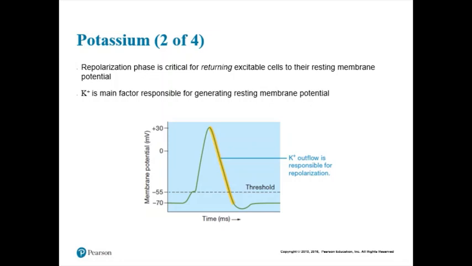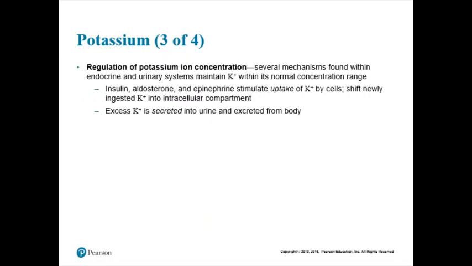When you open up potassium channels and kick potassium out of the cell, you're going to kick out a lot. And that's how you're going to drop from that positive 30 millivolts all the way back down to your negative 70 millivolts in cells like your neurons. And again, we're going to regulate our potassium levels with hormones. But there are some hormones that regulate potassium levels we did not talk about.